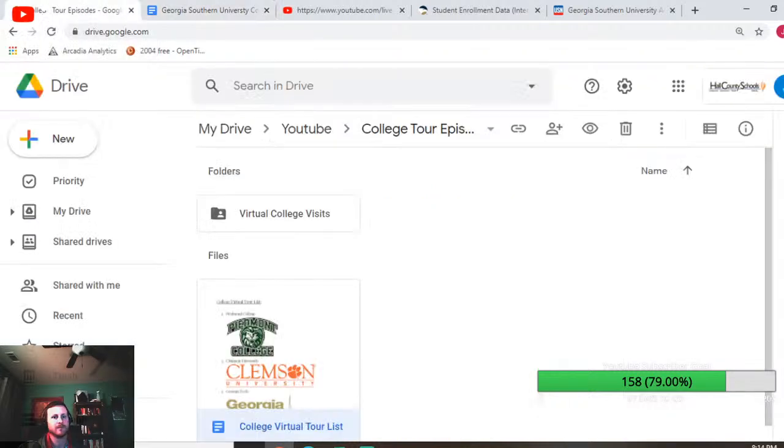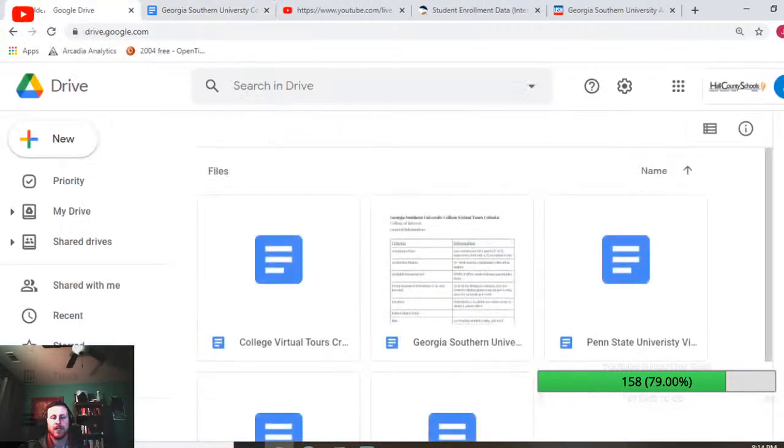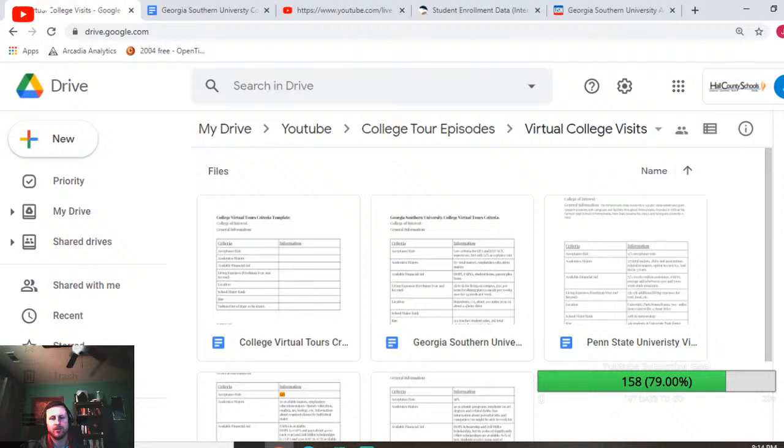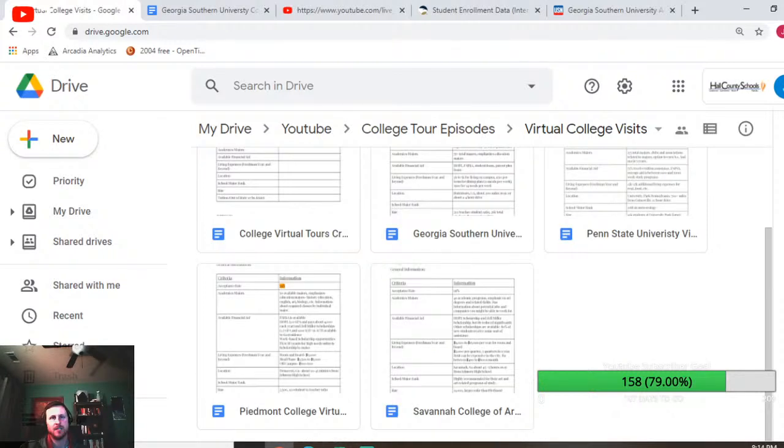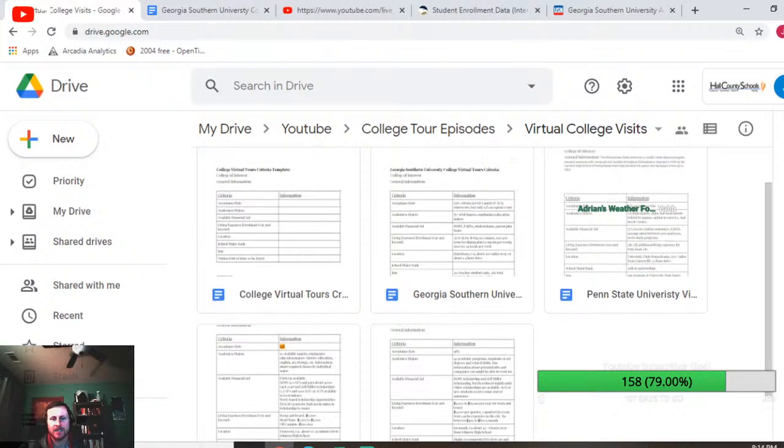So that's that. We've gone through now four universities. We've gone through Piedmont, SCAD, Penn State, and now Georgia Southern. So that's four colleges that we're at right now.